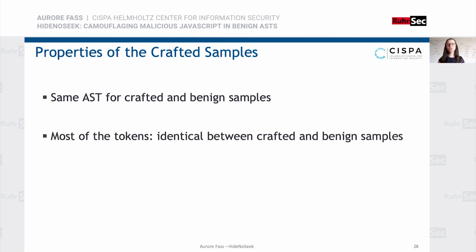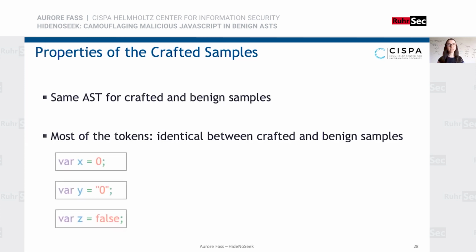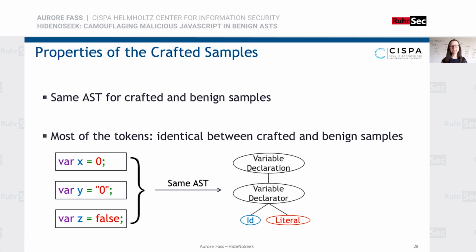Before explaining what a token is, let's have a look at these three JavaScript examples. So here we are defining three variables, x, y, and z, with different values: an integer 0, a string 0, and the Boolean false. Still, these three JavaScript examples all have the same AST. And why? Because, as I mentioned previously, in the AST we do not have the names and values of the variables, but we just have identifier and literal nodes.